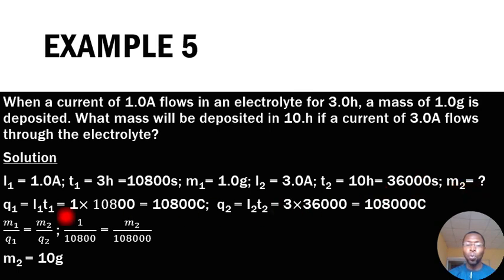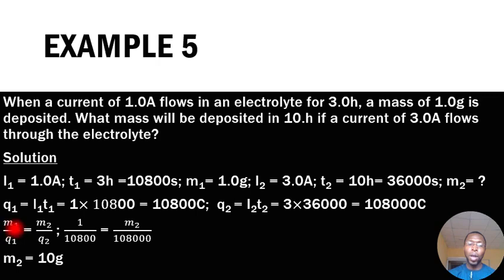Very simple. We need to calculate our Q1, which is I1 times T1. Our I1 is 1. Our T1 is 10,800 seconds. So our Q1 is now 10,800 coulomb. Okay. Our Q2 is I2 times T2. Our I2 is 3. Our T2 is 36,000 seconds. Multiplying it together gives us 108,000 coulomb. That's our Q2.